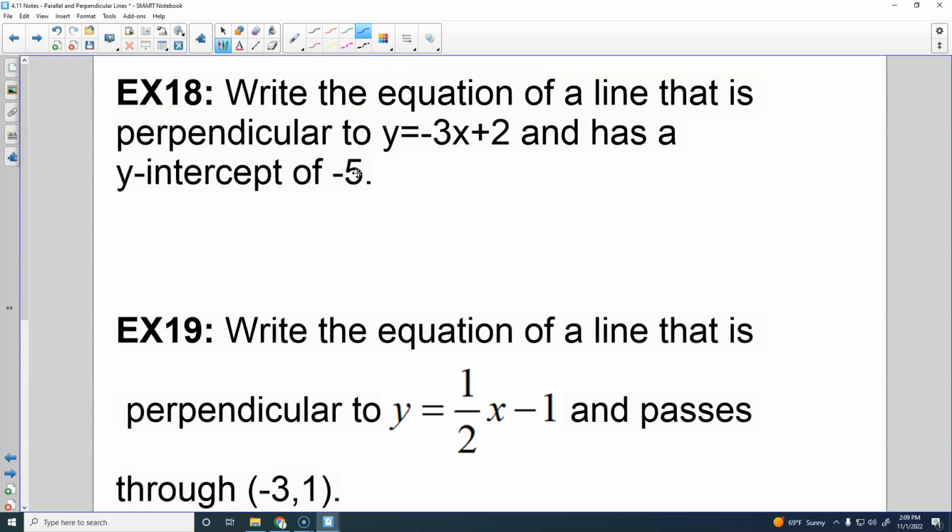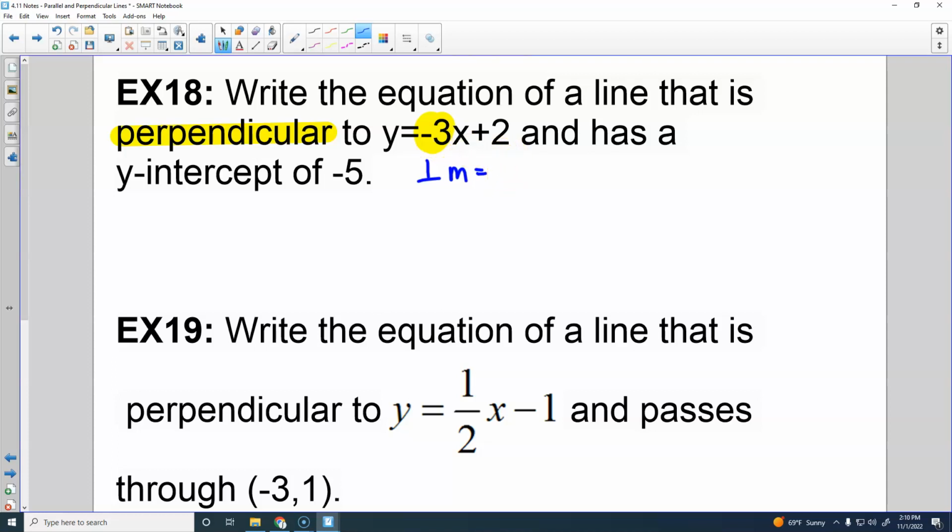Write the equation of a line that is perpendicular to y equals negative 3x plus 2 and has a y-intercept of negative 5. So this is one of those nice ones that gives you the y-intercept, so you're not going to have to solve for it. So when we see perpendicular, we're going to look at this slope right here, but are we going to use that slope? No. What are we going to use instead, Lanaya? Good. And I'm going to put this upside down T, m. That means perpendicular slope. To note to myself that this is the slope I want to use.